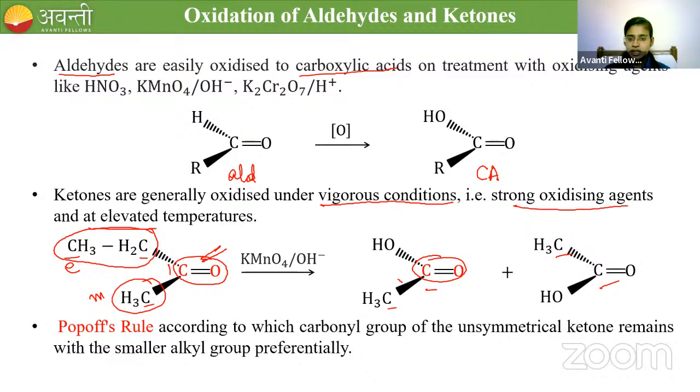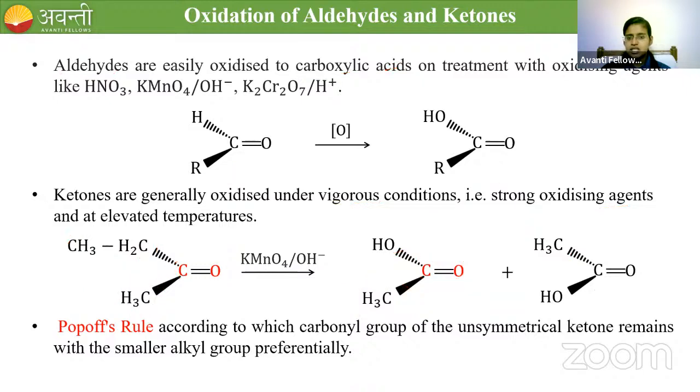So we have methyl, right? The C=O of this ketone stays with the smaller alkyl group, and the other parts get oxidized. Here we get OH, and in the ethyl we have two carbons, these two carbons. Is it clear for all of you? Since we have an even number of carbons, you may get confused. I will try to explain this with one more example.